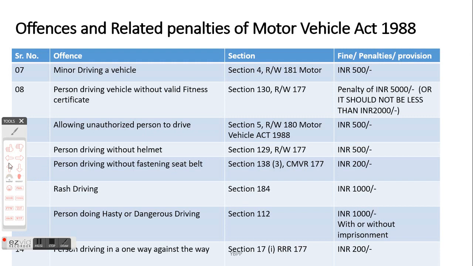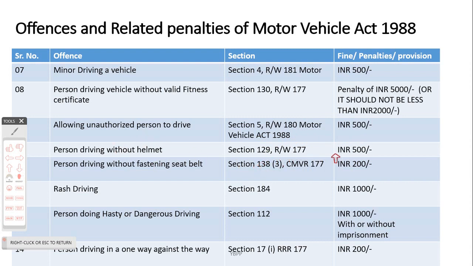So the next offense is a minor driving a vehicle, meaning the person who is below 18 years of age. Then under section 4 he has to pay rupees 500. And a person driving a vehicle without a valid fitness certificate, under section 130, penalty of rupees 5000. Allowing an unauthorized person to drive, under section 5 the person has to pay a fine of rupees 500.